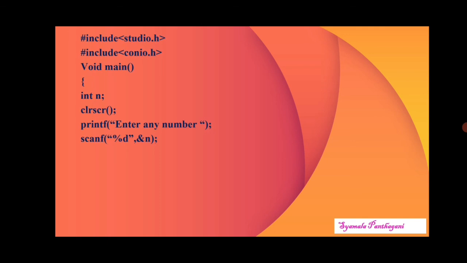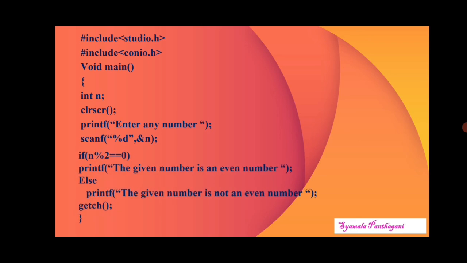Hash include stdio.h to include the header file, to run the functions printf and scanf. conio.h to run the functions clrscr and getch. Main method. Every program starts from the main method. int n. The compiler allocates 4 bytes of memory for the variable n. clrscr clears the screen before displaying the output.